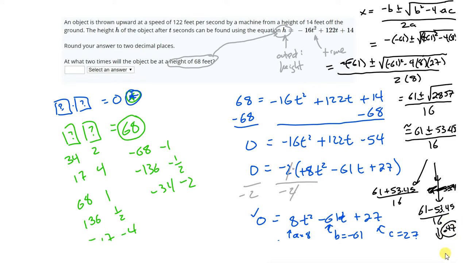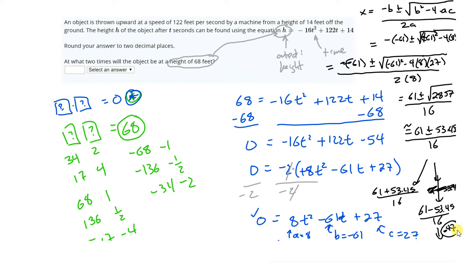Okay, so that is a time when we throw the ball up in the air, or the object, by a machine, okay, it's tossed up, and it reaches the height of 68 feet at that time. That's the number of seconds.